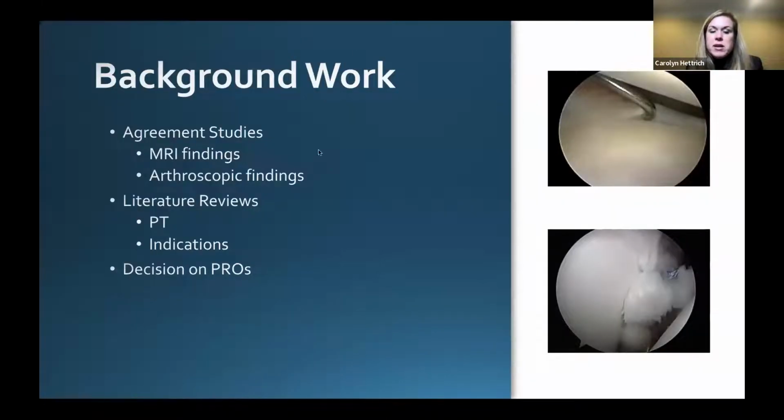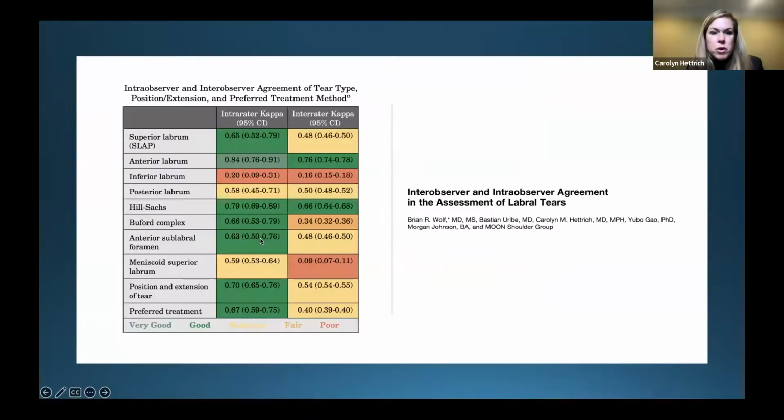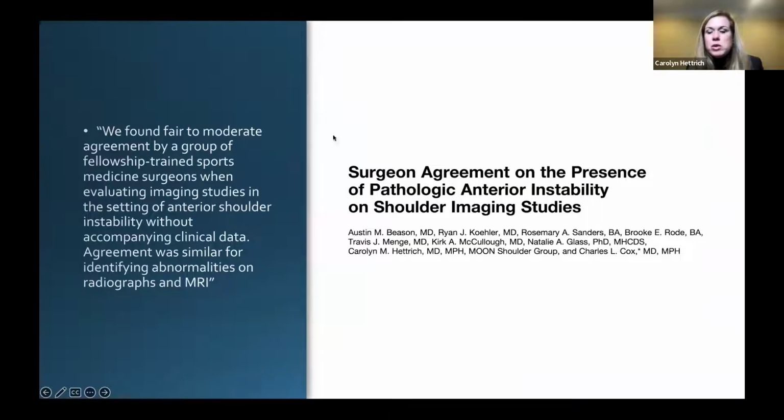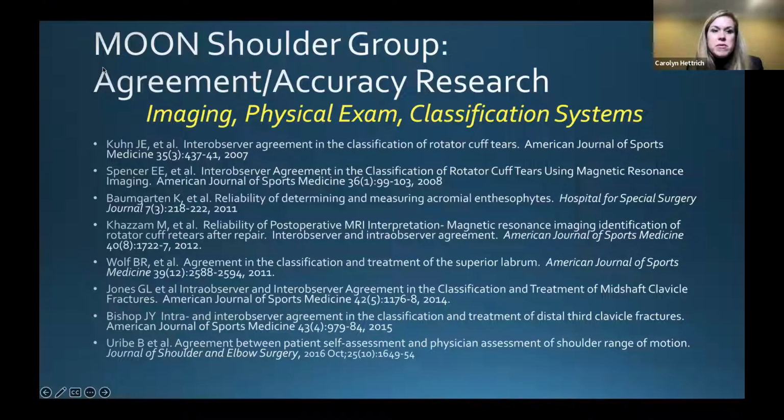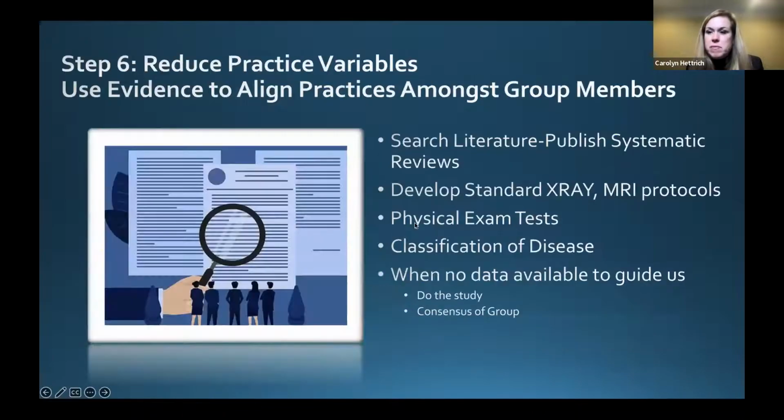So there are agreement studies for us, on MRIs and looking at arthroscopic findings, literature reviews to see if there was a best physical therapy protocol or indications for surgery, and decisions on patient-reported outcomes. This is one that we did, again for Moon instability, looking at inter-observer agreement for the assessment of labral tears. We looked to see how well people agreed, looking at arthroscopic videos. And this is a list of things that were published when looking at accuracy before starting the study.